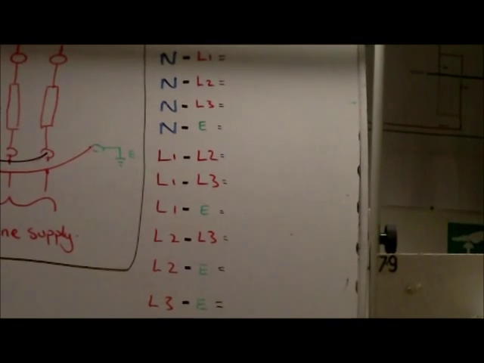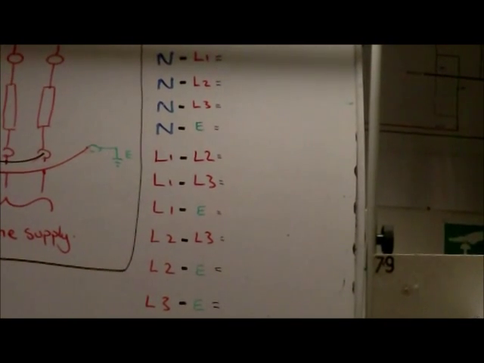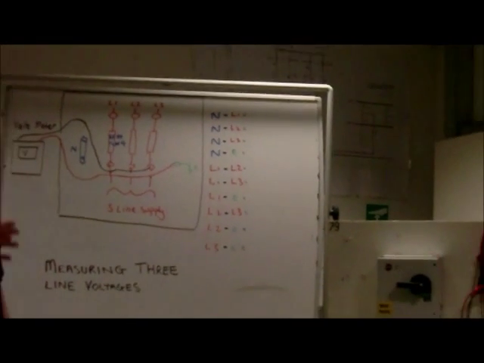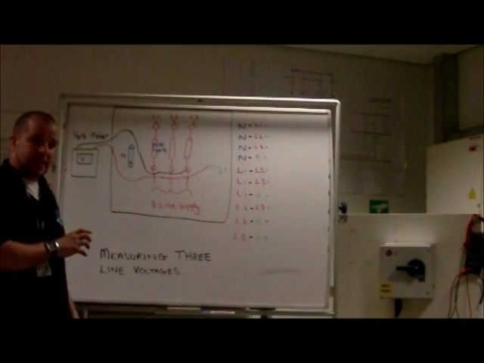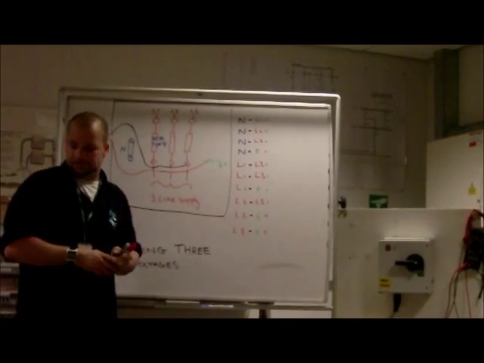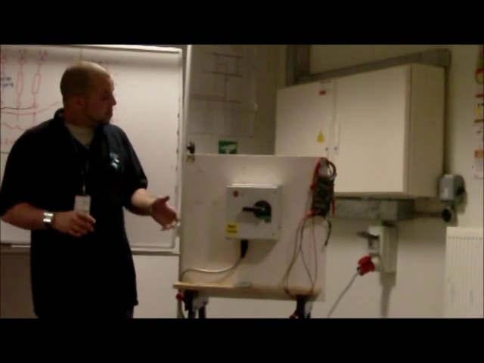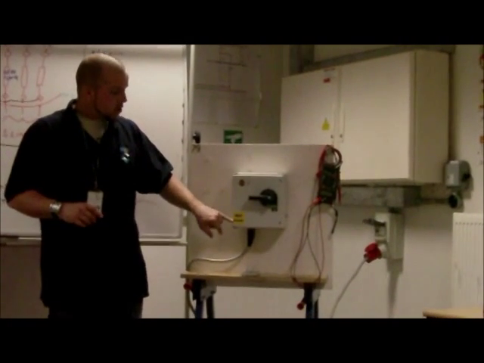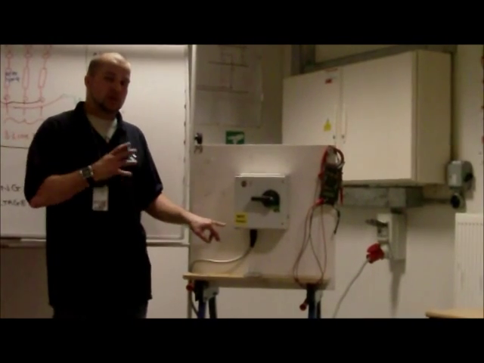And you follow the same process when you're doing safe isolation. So now we've got the theory out of the way, what we're going to do is actually put into practice and record the values that we're going to measure. Now it's very important when you're going to be using this again. There's 400 volts within this unit, so we must be careful.